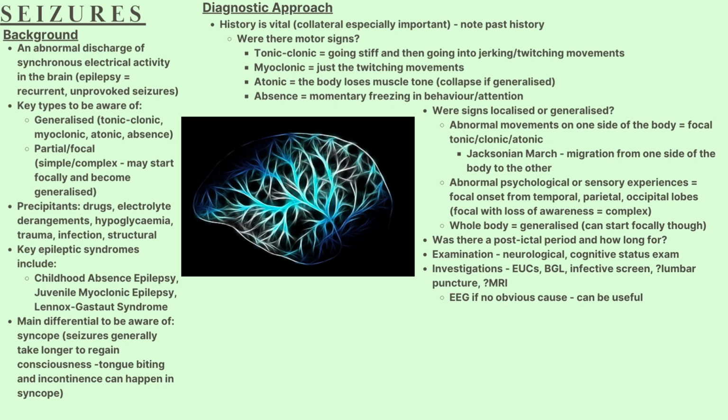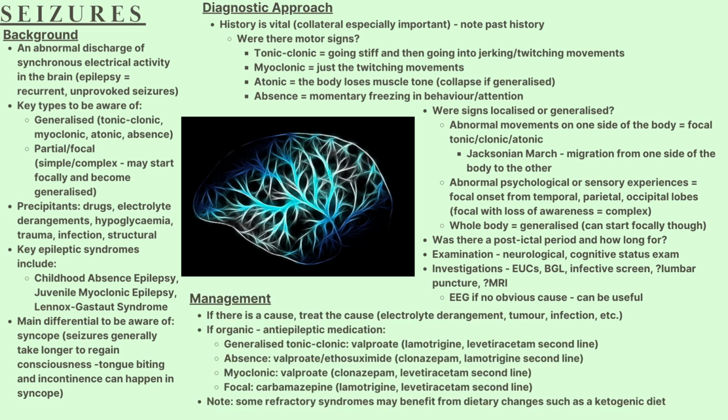If there's no obvious cause on these, then we might do an EEG, an electroencephalogram, and these can also be useful. Again, if we can do that during a seizure, then that would help us diagnose what type of seizure is occurring. However, this may not be practical. We may need to follow them up with an EEG over time.